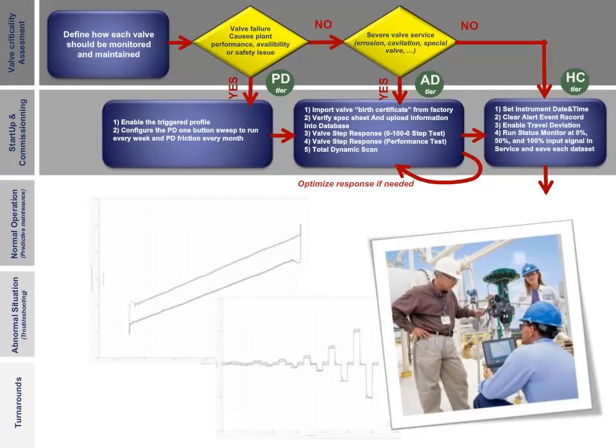1. Set instrument date and time. 2. Clear alert event record. 3. Enable travel deviation. 4. Run status monitor at 0%, 50%, and 100%. Input signal in service and save each dataset.